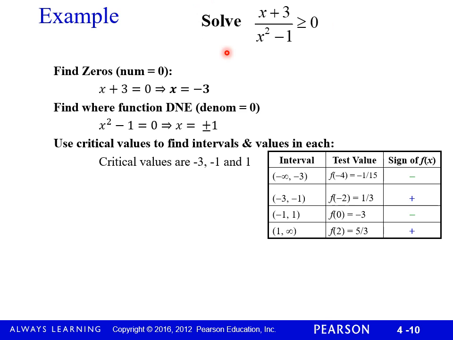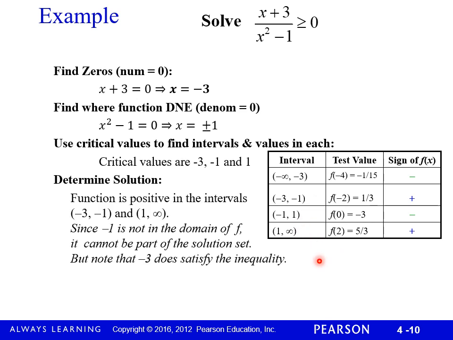And what are we looking for in this problem? We are looking for values where it is positive because it's greater than 0, or values where it's 0, which is only that one value, which is -3. So we have to remember to include -3 in our solution. Based upon this, we can then determine the solution. We know it's the interval -3 to -1, and from 1 to infinity. The function is positive in the intervals -3 to -1 and 1 to infinity.